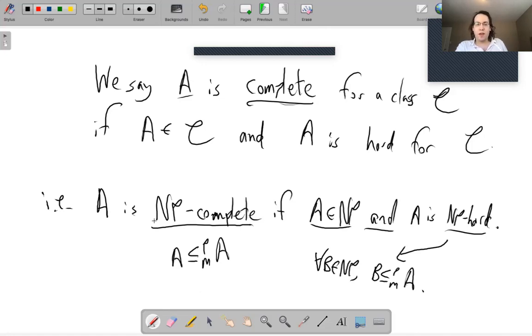So if A is NP complete, then A is in NP, but it's the hardest language in NP. But of course, there could be ties. Everything's up to polynomial factors anyway. So other languages might be tied with A for the claim of being the hardest language in NP.